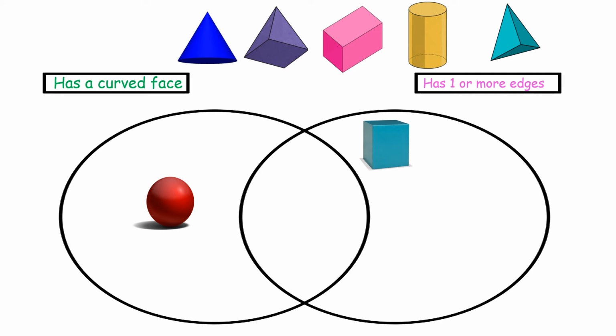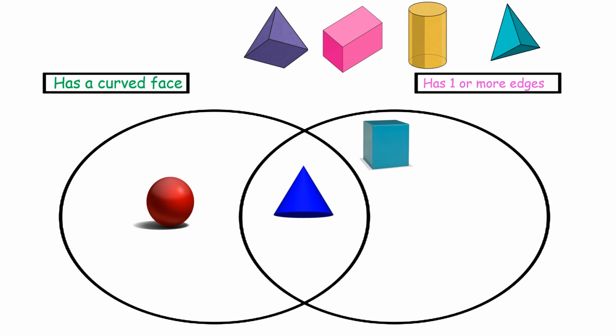Now let's have a look at the cone. Does the cone have a curved face? Yes, the cone has one flat face and one curved face, so it does belong in this part of the Venn diagram. But does it have one or more edges? Yes, it also has one curved edge. So where do you think the cone needs to be placed? The cone needs to be placed in the middle part of the Venn diagram, because the cone comes under both of those categories. It has a curved face, but it also has one or more edges.